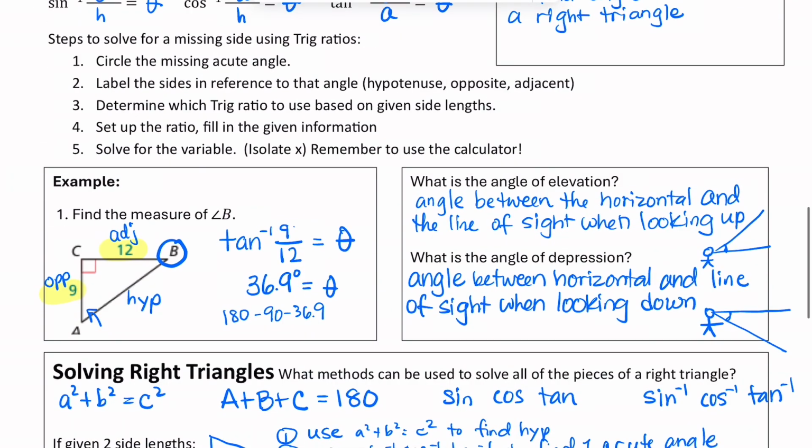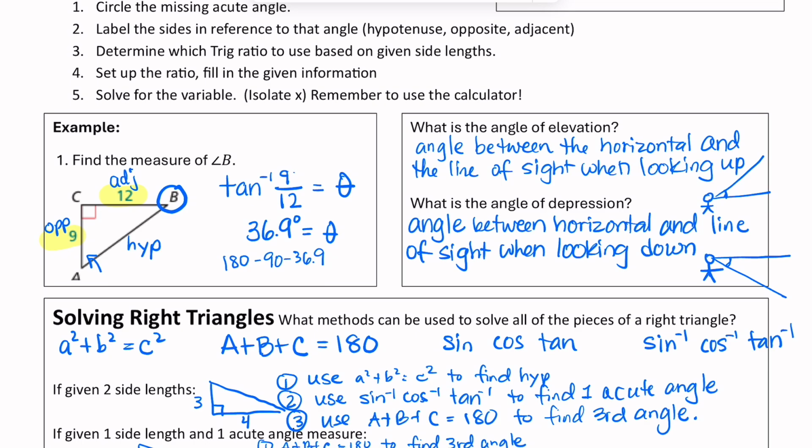If we look at number 1 here, we found B is 36.9, and we could do 180 minus 90 minus 36.9 to find the other angle. So this one is 53.1. And then we could actually use a squared plus b squared equals c squared to find our third side, right? So 9 squared plus 12 squared equals c squared, 225, which is 15. So this equals 15. Now we've found all the missing sides and angles of this triangle.